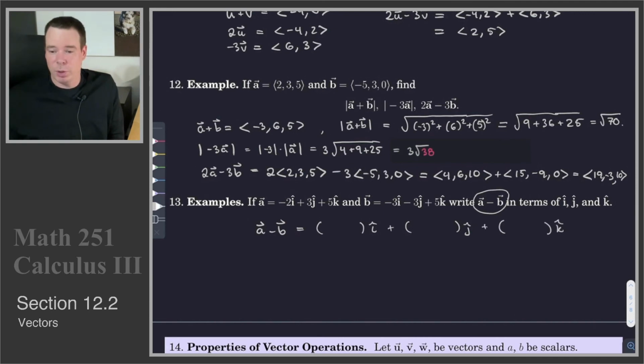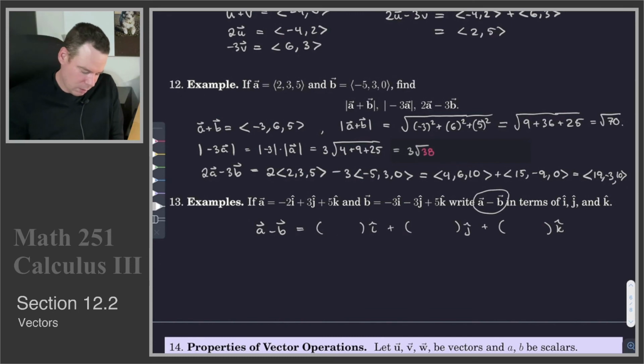Again, we could use the angle bracket notation, convert them both to angle brackets, do the difference, and then put it back in terms of i hat, j hat, k hat. But really, this is just saying those are the components. Whatever's sitting in front of the i hat is the first component, whatever's in front of the j hat is the middle component, whatever's in front of the k hat is the third or last component. And so I can just work on components much the same way as using the angle bracket notation.